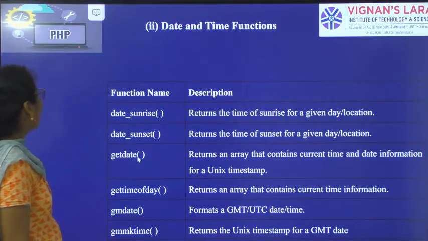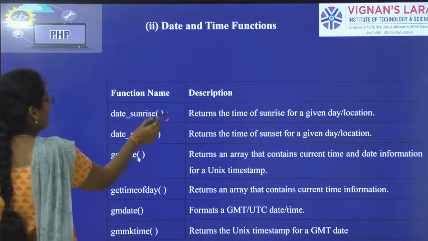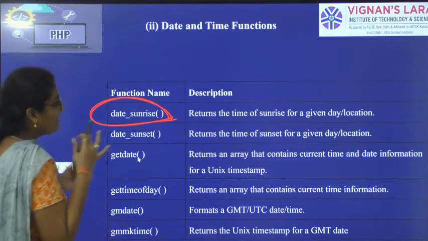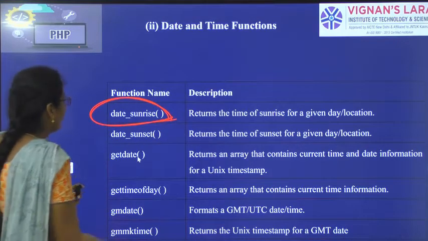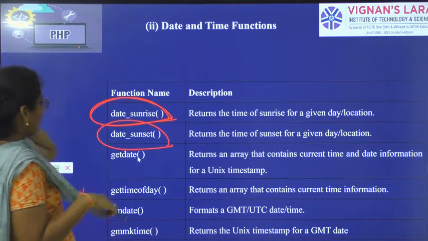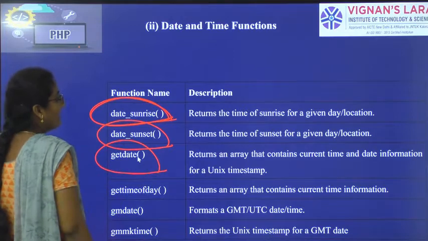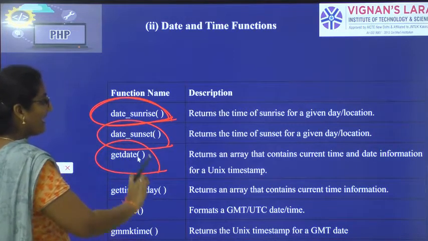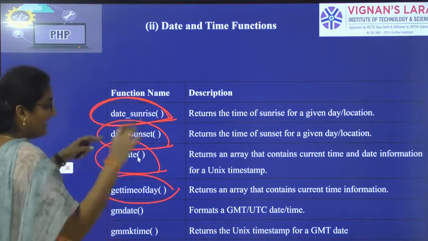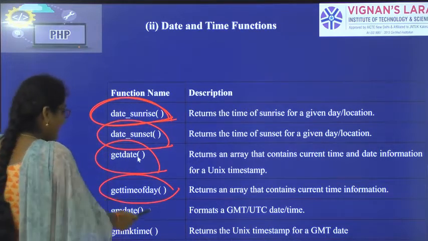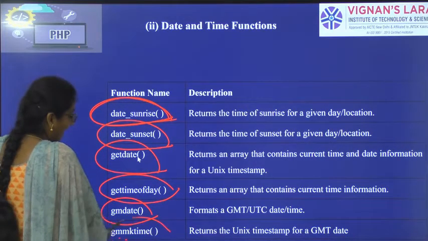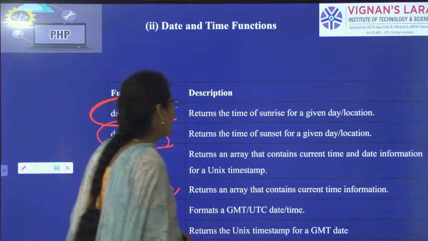So some more date and time functions. date_sunrise returns the time of sunrise for a given day and location. date_sunset returns the time of sunset for a given day and location. getdate returns an array that contains current time and date information. gettimeofday returns an array that contains current time information. gmdate formats a GMT date. gmmktime returns the Unix timestamp from GMT.